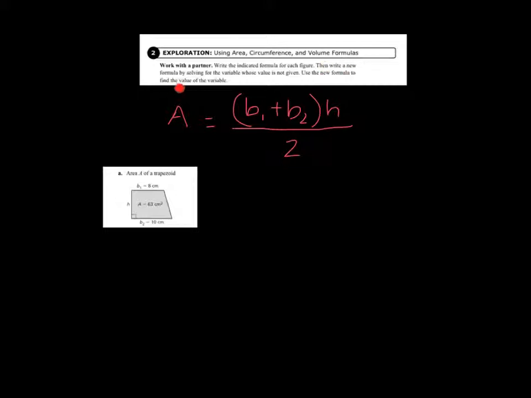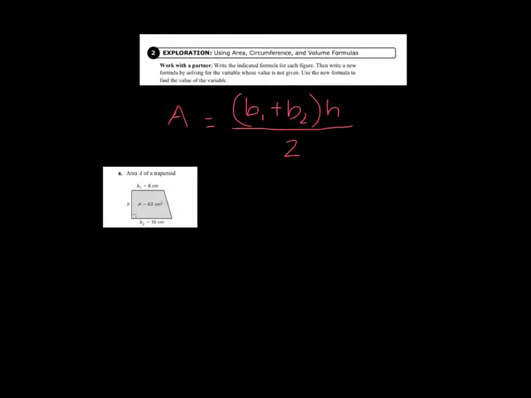Then write a new formula for solving for the variable whose value is not given. Use the new formula to find the value of the variable. Okay, so basically what we're doing today is we're taking what we did for the first week and a half of school, which was solving equations, but instead of having only one variable in our equation, we have multiple variables. Here, if you notice, we are looking for the height. So to get us started with literal equations, they're giving you the symbolic representation of the formula, and then they're giving you numerical values to help you work through the problem in your head.